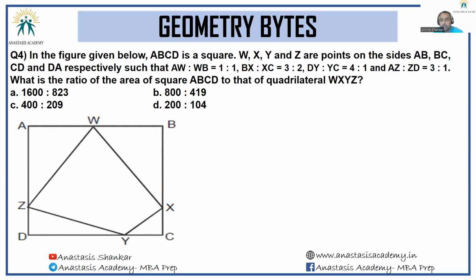Next, in the given figure below, ABCD is a square. W, X, Y, Z are points inside AB, BC, CD, and DA respectively, such that AW is to WB is 1 is to 1. Okay, so if this is x, this is x. BX is to XC is 3 is to 2. So this is 3y, this is 2y. DY is to YC is 4 is to 1. And AZ is to ZD is 3 is to 1.